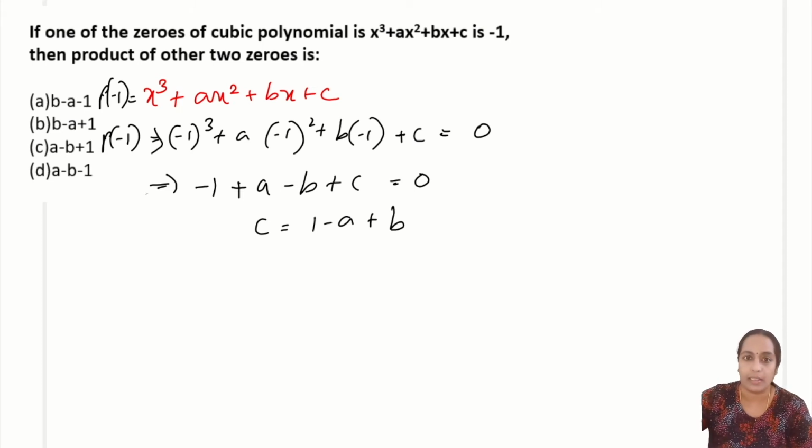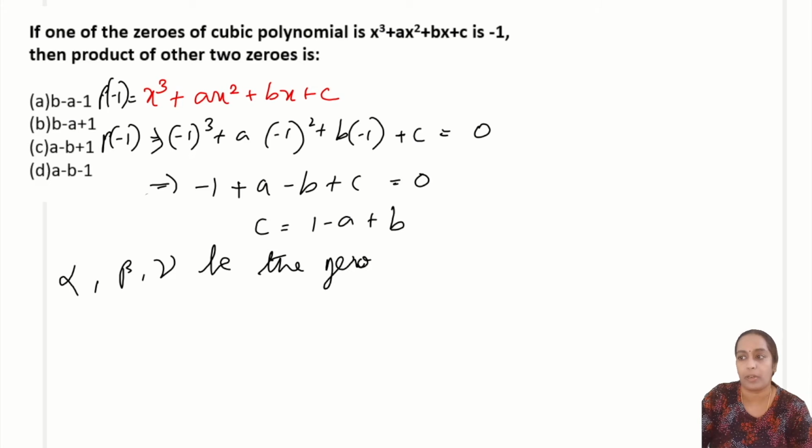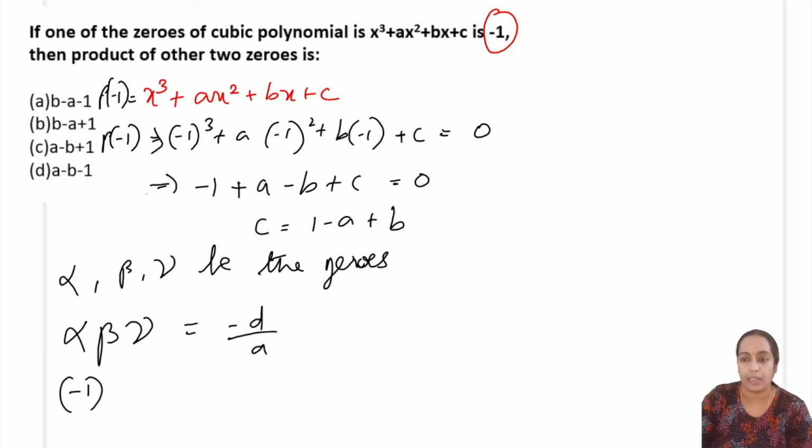Now the question says the product of other two zeros is asked. So we have the product of all three zeros. Let alpha, beta, gamma be the zeros of this cubic polynomial. One zero value is already given in the question, which is -1. So we have a formula for this cubic polynomial. Product of all three zeros is minus d by a. So one zero is -1, alpha is -1, then beta into gamma multiplied will be minus d by a.